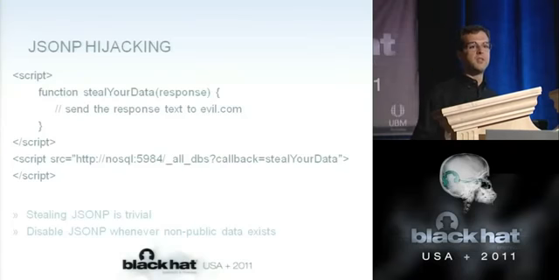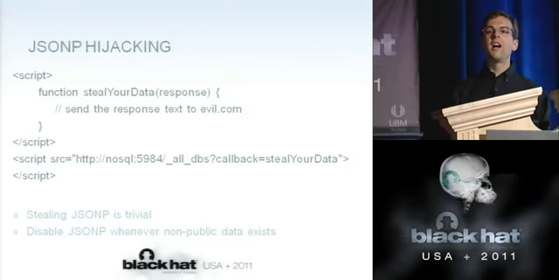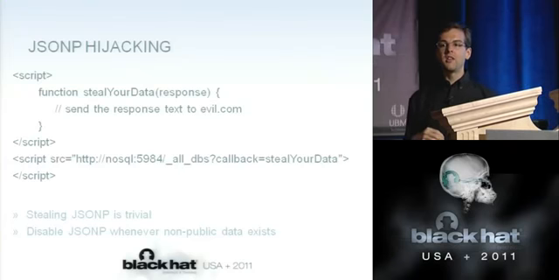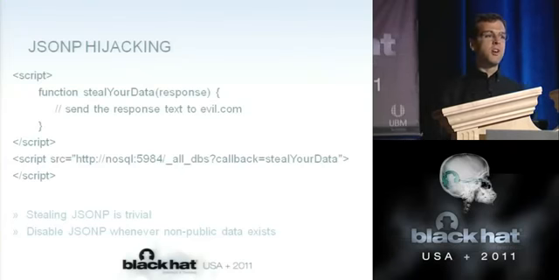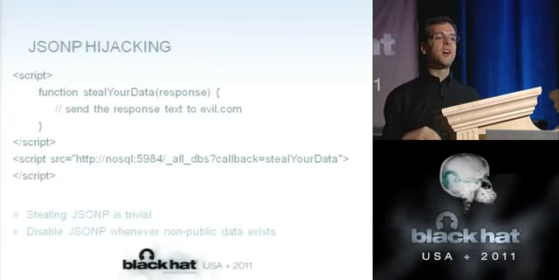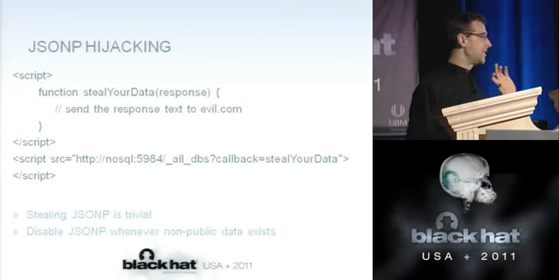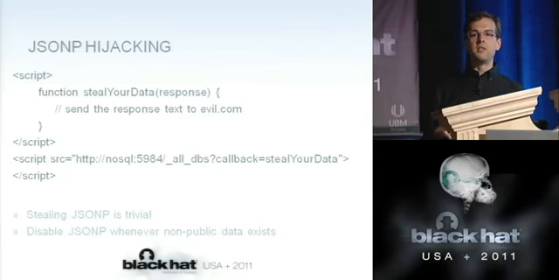There's really no good reason to use JSON-P, period. The whole thing exists as a hack to get around the same origin policy. If you really want to get around the same origin policy, there are much more secure ways of doing that: cross-origin resource sharing, the new HTML5 stuff, cross-domains, things like that. So this is a horrible hack. It leaves you open to JSON-P hijacking. I recommend that you totally turn it off anytime you've got any data that you don't want the entire world to be able to read.